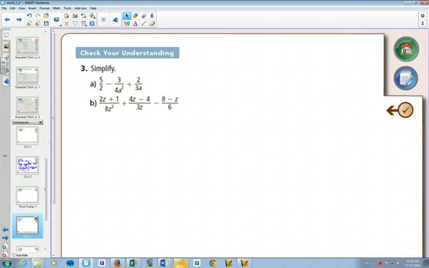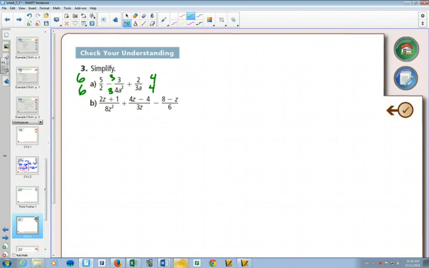There's three numbers, 2, 4, and 3. 12 is going to be the common denominator. So the first one you're going to have to multiply by 6 and 6, 6a squared. 3 and 3. And this one you're going to have to multiply by 4 and 4.